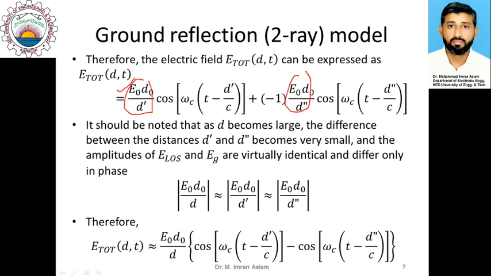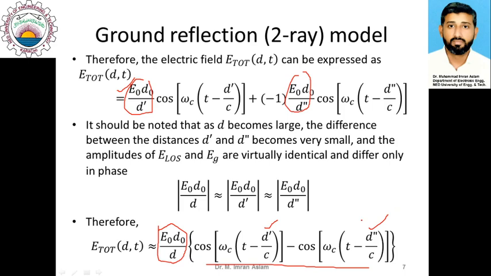Since these two magnitudes become equal, you can take them out as common, E naught d naught upon d, and the rest of the part is mentioned here. So this can be approximated as the total value of the field. But an important matter here is the phase change, how much phase change there would be. So the next task is to estimate how much phase change we should expect when these two components, LOS and EG, arrive at the receiver side.